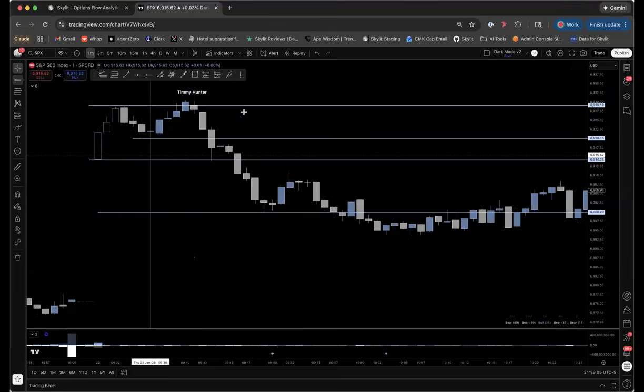I would be able to put my stop loss above my Timmy Hunter candle right here. If this closed above here, I would stop out. My stop out would probably be a negative 5 to 10% loss, whereas the upside is significant for me.